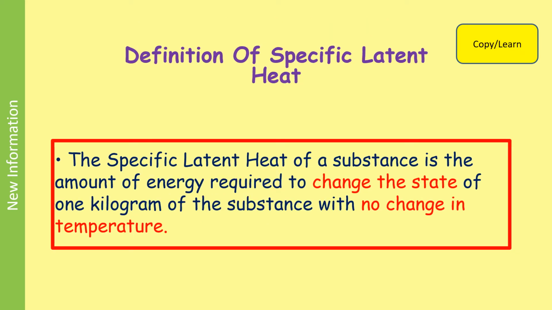This is our formal definition of specific latent heat. The specific latent heat of a substance is the amount of energy required to change the state of 1 kilogram of the substance with no change in temperature. Now that is one that we do have to learn off by heart.